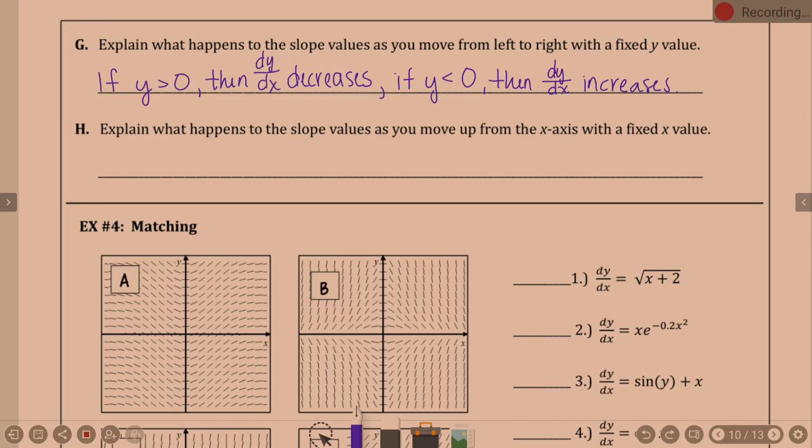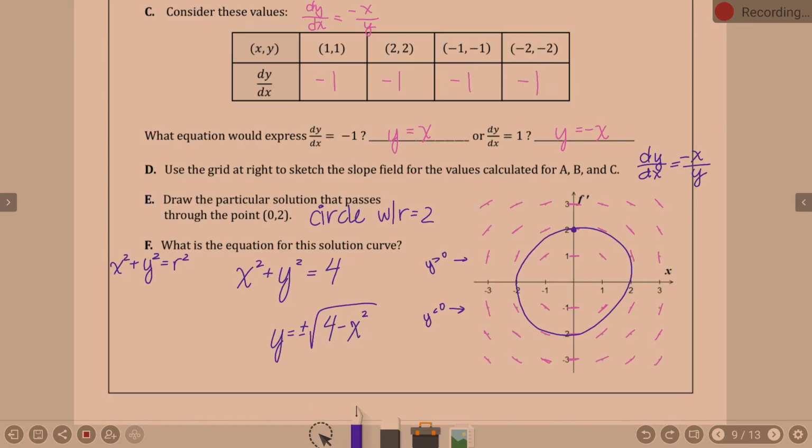Okay. And explain what happens to the slope values as you move up from the x-axis with a fixed value of x. So kind of like with the y's, I was just picking a horizontal and going. Now with the x's, we're going to pick a vertical. Okay. It says as you move up from the x-axis. Now at the x-axis, what do we know about the slope? It was undefined, right? Undefined, non-existent, no slope, whatever. But other than that, what happens as we move up?